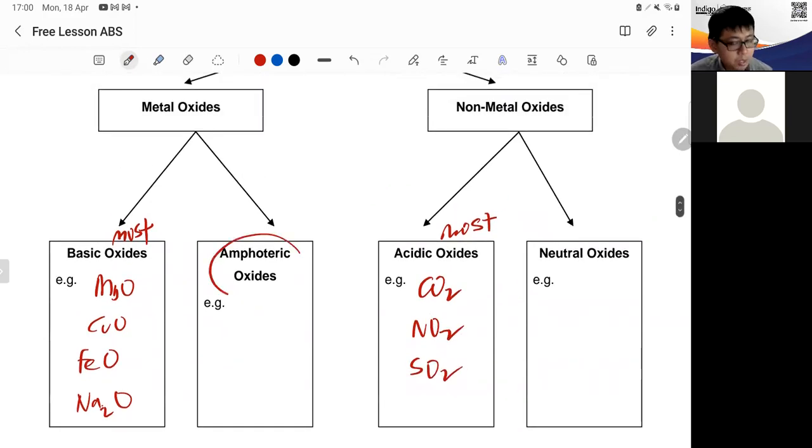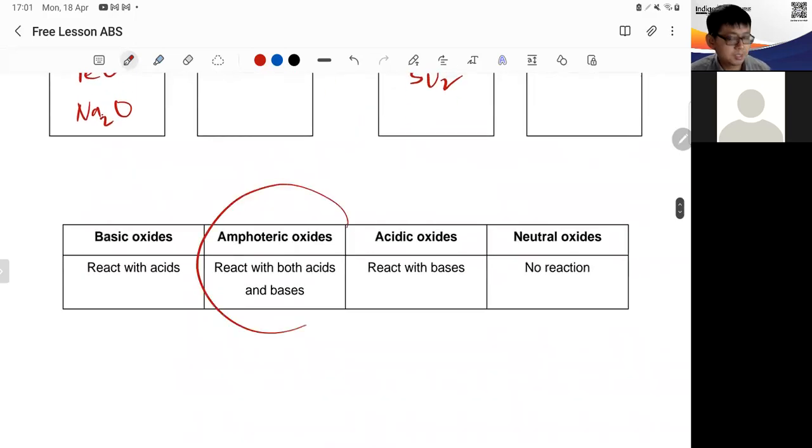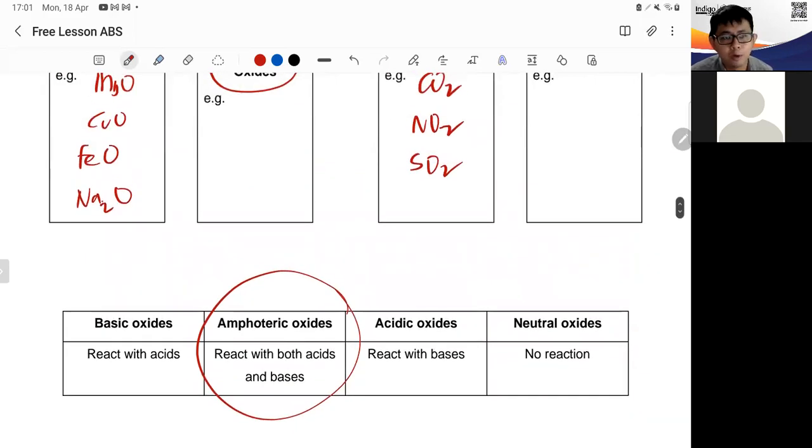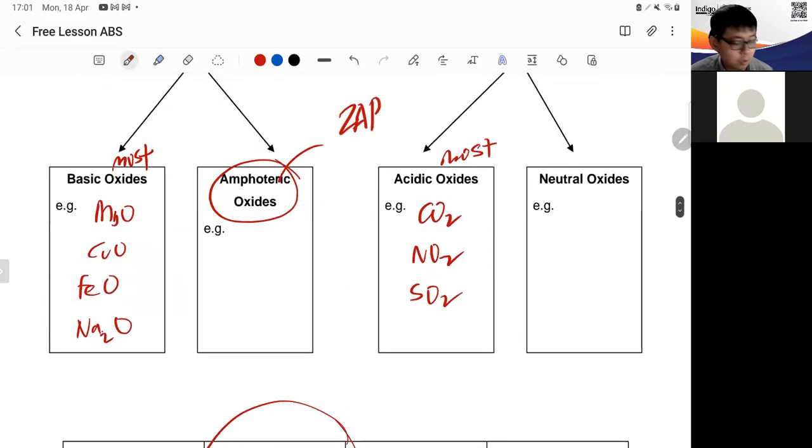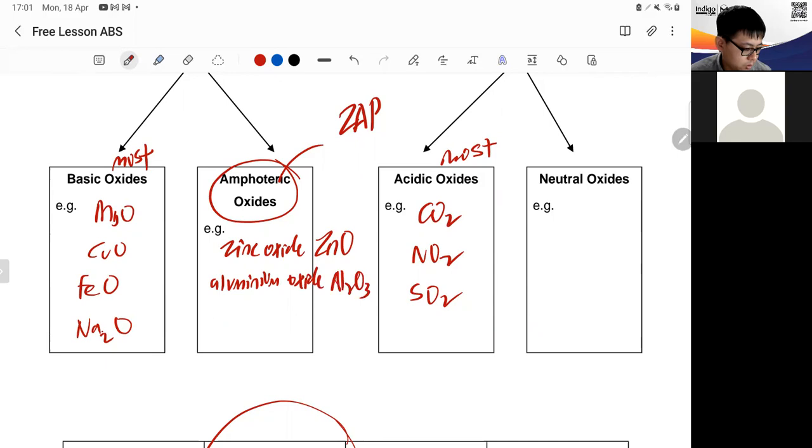Some of them are amphoteric. Some metal oxides are amphoteric. In your syllabus, there are three of them. The acronym is ZAP. What does amphoteric mean? It means it can react with both acids and bases. It displays properties of both acids and bases, which makes them very unique. The ZAP here refers to zinc oxide, aluminium oxide, and lead(II) oxide. These are the three exceptions.